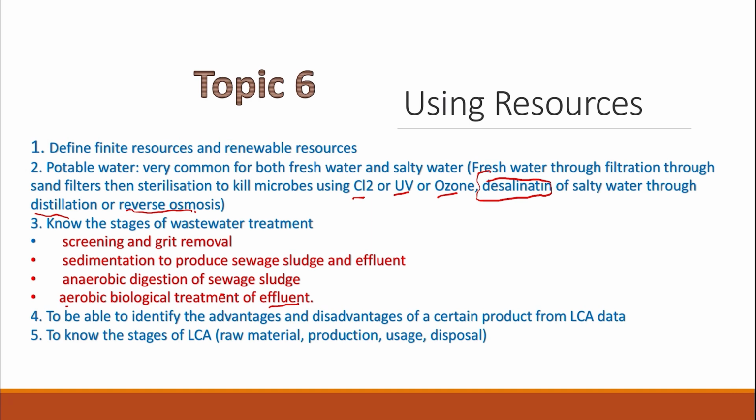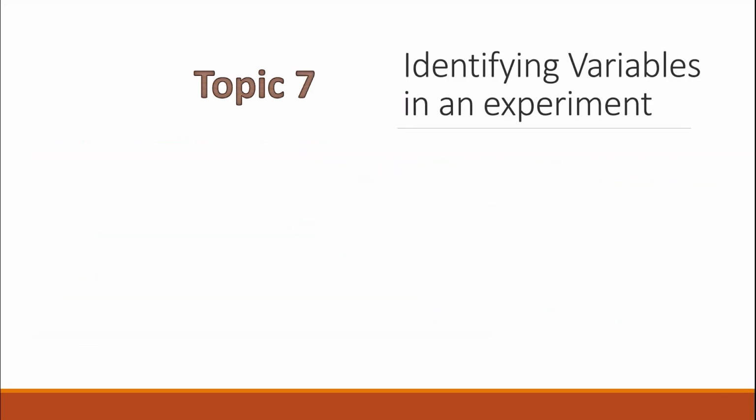You should be able to identify the advantages and disadvantages of a certain product from its life cycle assessment data, and you should know the life cycle assessment stages in order. So first the raw material, and then the production of the product, and then the usage, and finally the disposal.